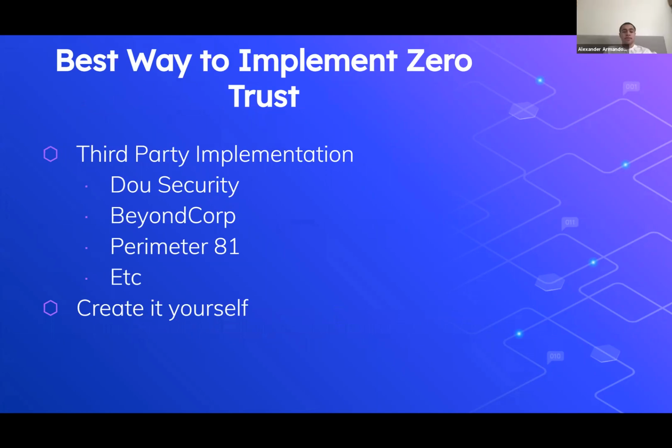So, the best way to implement zero trust. As with many things, the easiest way to implement zero trust network architecture would be outsourcing it from organizations that already implement it. Examples of this could be Duo Security, which Penn State uses, BeyondCorp, which Google uses, Perimeter 81, and a few dozen extras. The downside to this will be cost for any organization that wants to run it. Another option is creating the architecture yourself. This option is viable as long as you follow the tenets of zero trust: never trust, always verify.